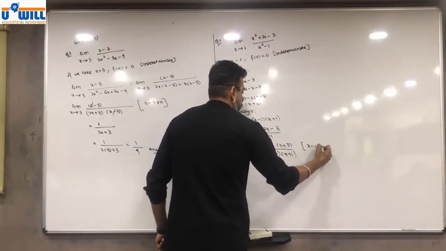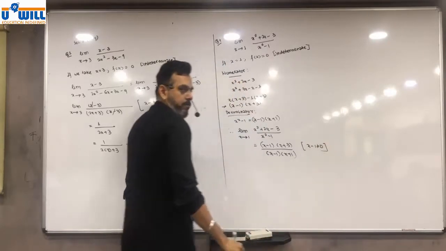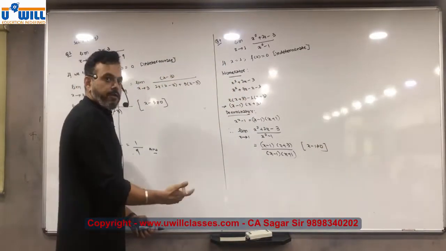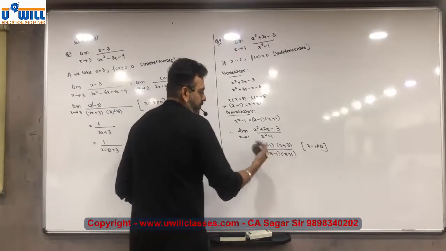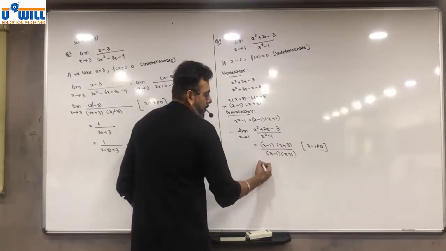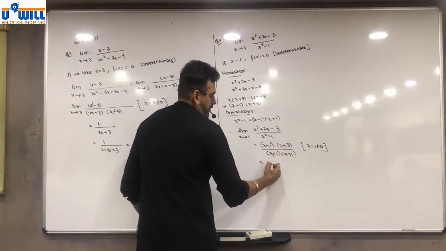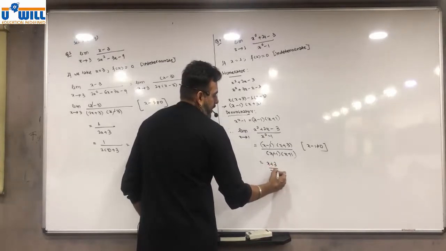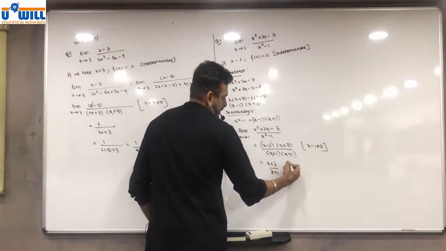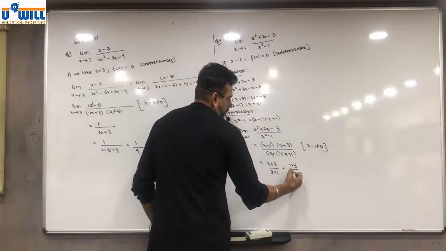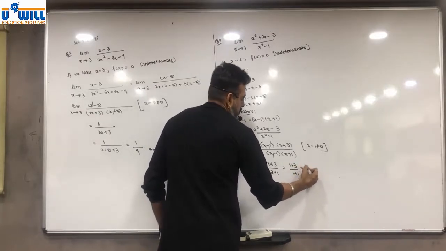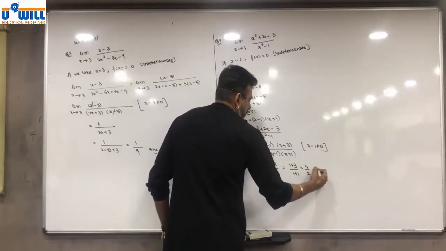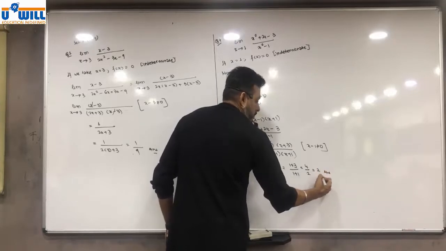x minus 1 is not equal to 0. Obviously it is not 0. Otherwise everything will become 0. So it is equal to x plus 3 upon x plus 1, which is equal to, x is 1, 1 plus 3 upon 1 plus 1, is equal to 4 by 2, which is equal to 2.